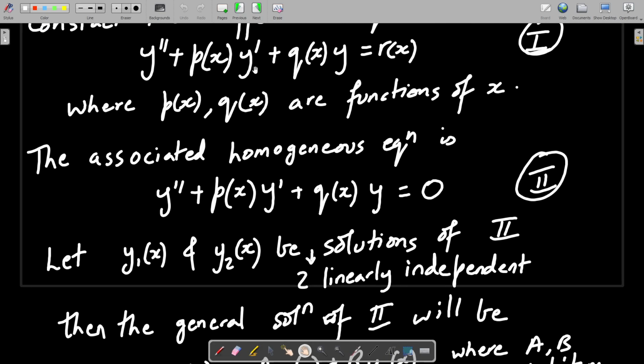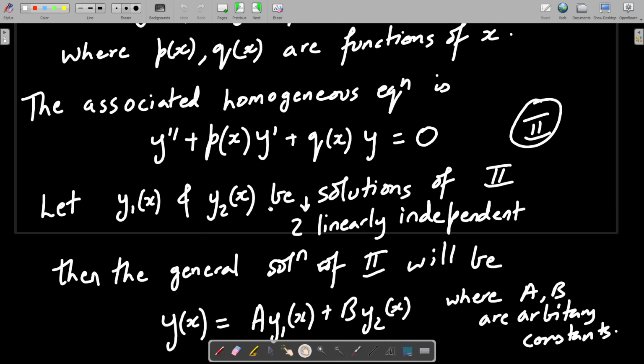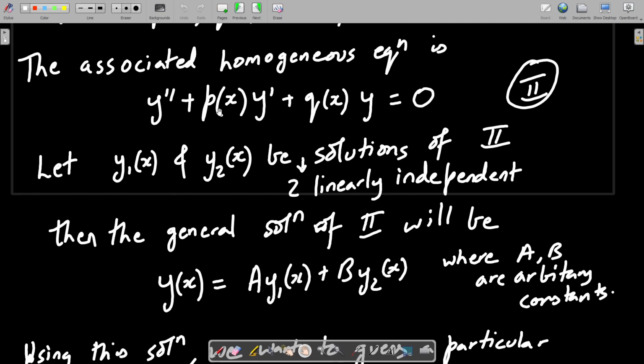Now see here, we were given this question: y double prime plus p of x y prime plus q of x y is equal to r of x. And we considered the associated homogeneous equation with the RHS equal to 0. We know some methods to solve this, and we got a solution to it.